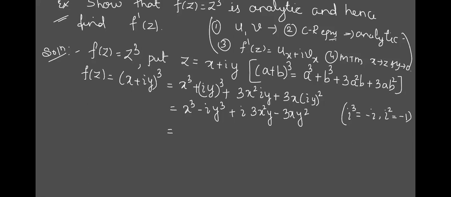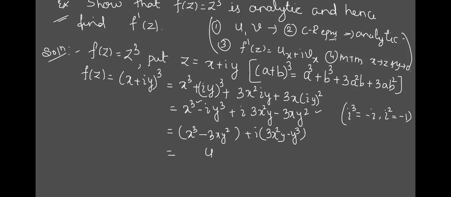u and v. Tell me, what is u? Tell me the terms not containing i. x cube minus 3xy square. These are the terms not containing i. Now the terms containing i are 2 in this. Better take i common. No doubt that y is also common, but don't take it. Simply, I want now only i to be taken common. So this is 3x square y, being a positive term, I'm writing first, minus y cube.